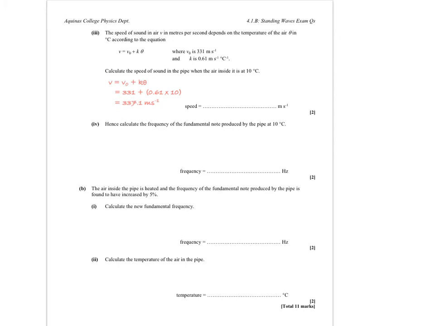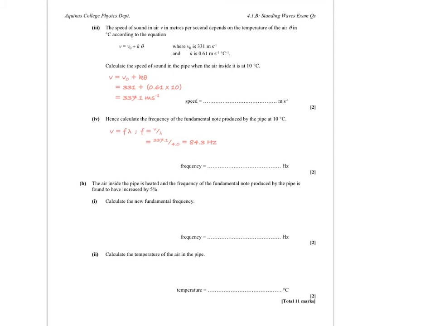We're then asked to calculate the frequency of the fundamental note produced by the pipe at 10 degrees C. We've worked out the wavelength earlier. We know the wave speed. We can work out the frequency. So V equals F lambda, our really important wave equation, rearranged to F equals V over lambda, and then stick in our numbers. So 337.1 divided by 4 gives us 84.3 hertz.